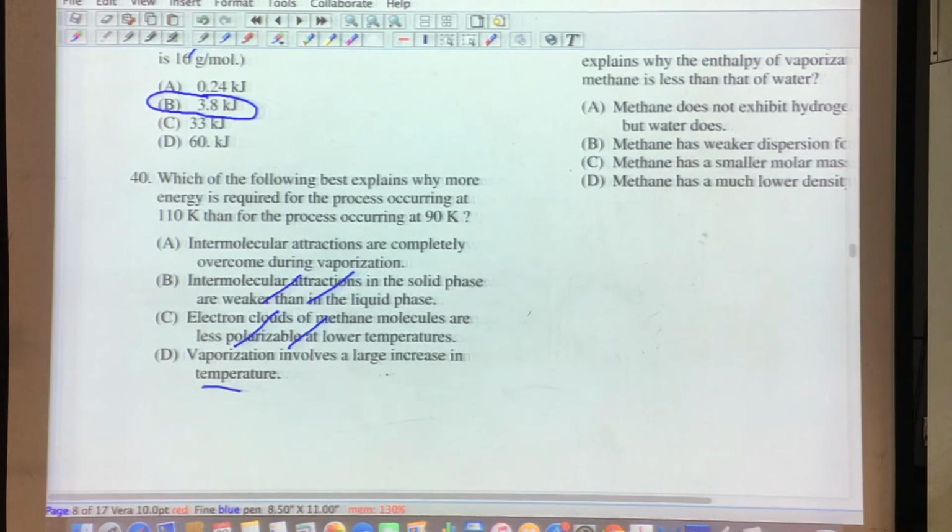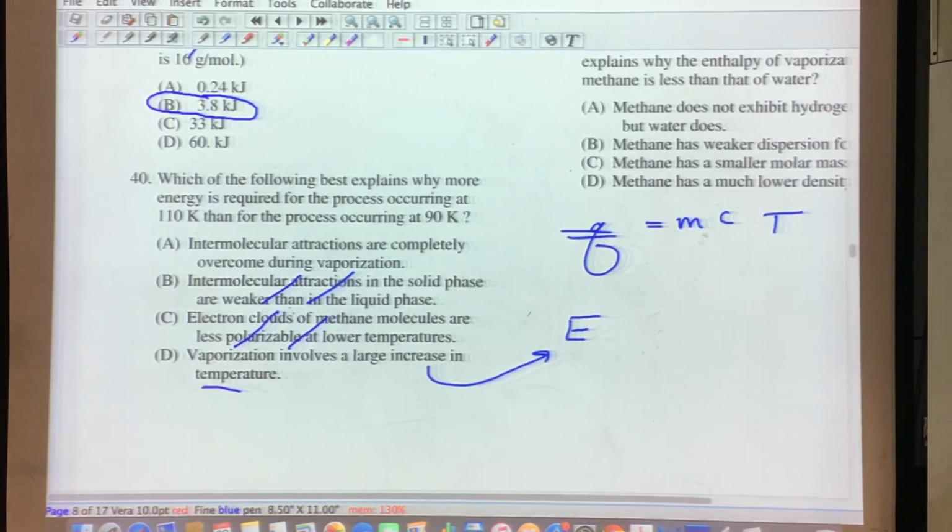This would be nice if it said large increase in what? Energy, right. Temperature Q is not equal just to T. It's mC change in T to get to Q, so it's not. So A is the best answer, talking about overcoming intermolecular attractions. Now, of course, they said completely overcome. In truth, gases have some attractive force, so I'm not loving the answer entirely, but it's the only choice about intermolecular forces.